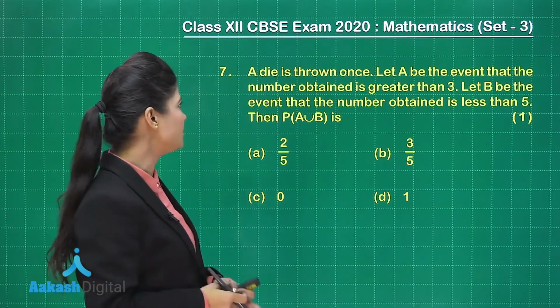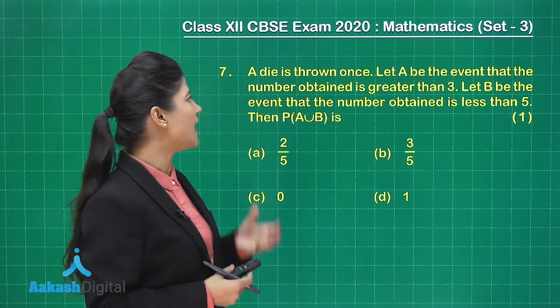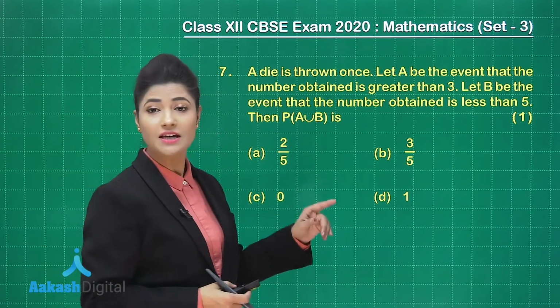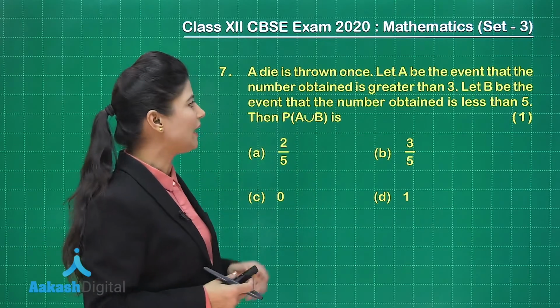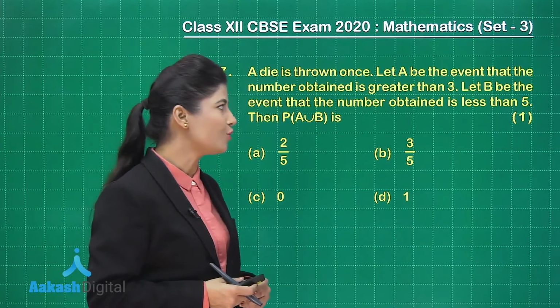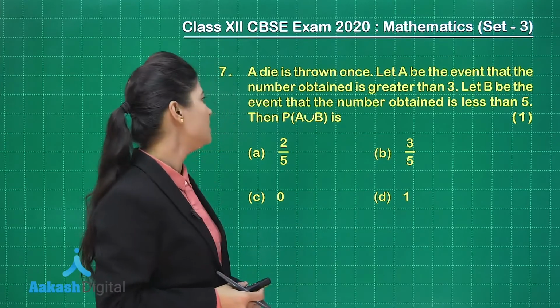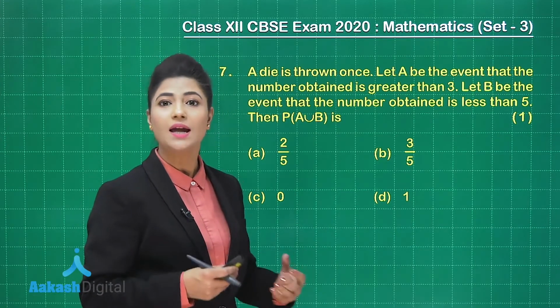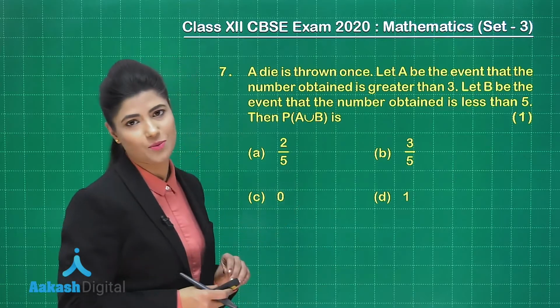Here we have question number 7. It states, if a die is thrown once, let A be the event that the number obtained is greater than 3. Let B be the event that the number obtained is less than 5. Then the probability of getting A union B is which of these options?